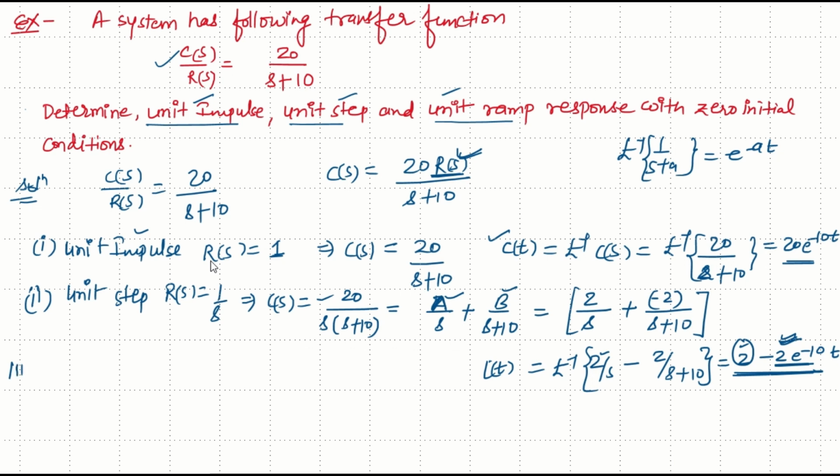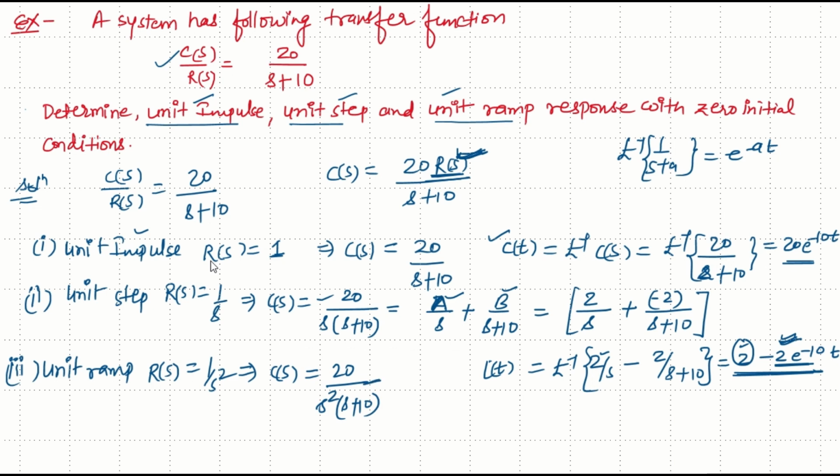Now in the third case, a unit ramp signal is given. So the value of R(s) in this case will be 1 by s square. So again the value of C(s) will be 20 divided by s square into s plus 10. Again we put the value of R(s) in this equation. This time it is 1 by s square, so we get this value.